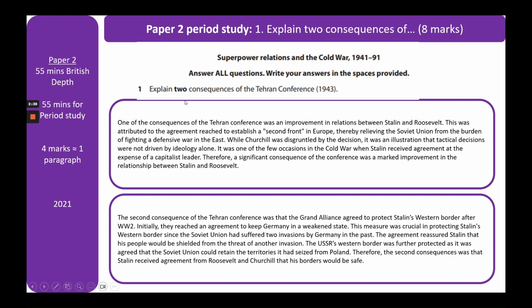So one of the consequences of the Tehran conference was an improvement in relations between Stalin and Roosevelt. This was attributed to the agreement reached to establish a second front in Europe, thereby relieving the Soviet Union from the burden of fighting a defensive war in the East. While Churchill was disgruntled by the decision, it was an illustration that tactical decisions were not driven by ideology alone. It was one of the few occasions in the Cold War when Stalin received agreement at the expense of a capitalist leader. And then I'm linking it back to the question now. Therefore, a significant consequence of the conference was a marked improvement in the relation between Stalin and Roosevelt.